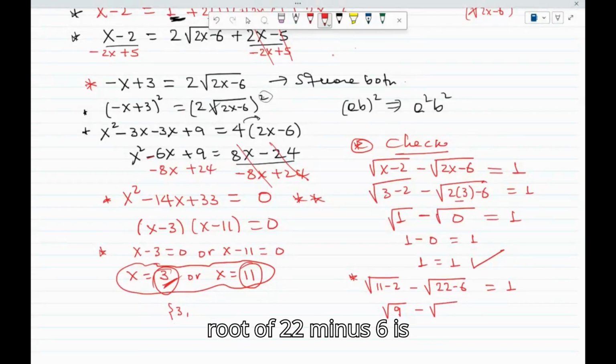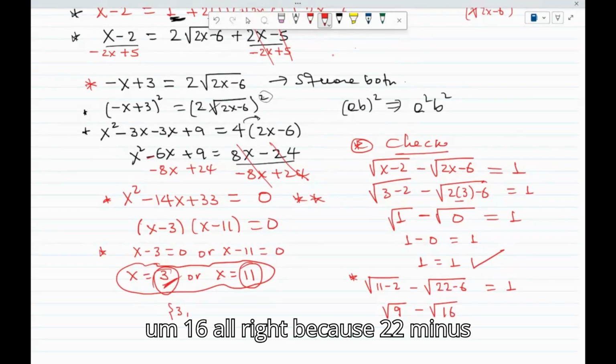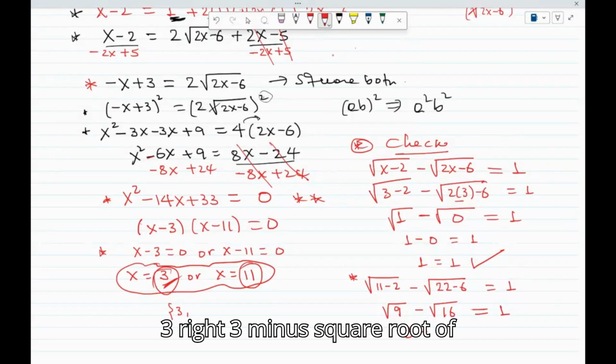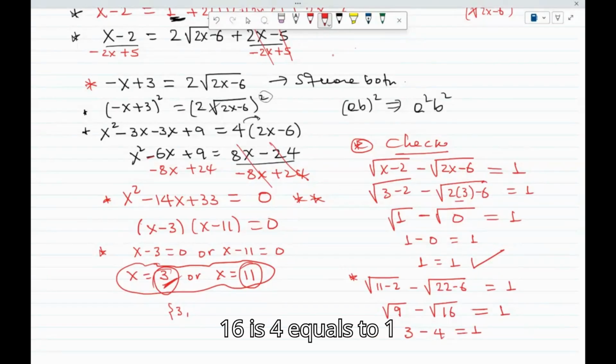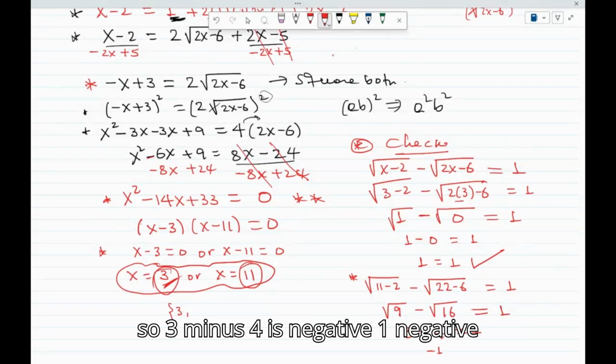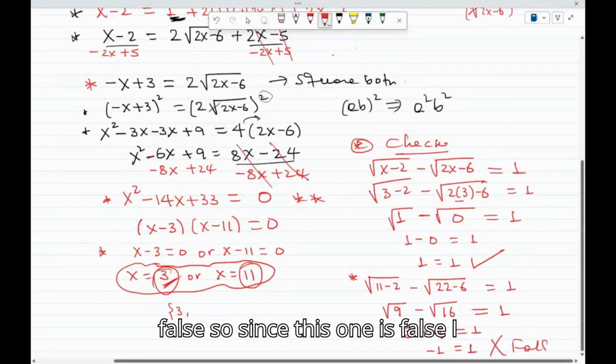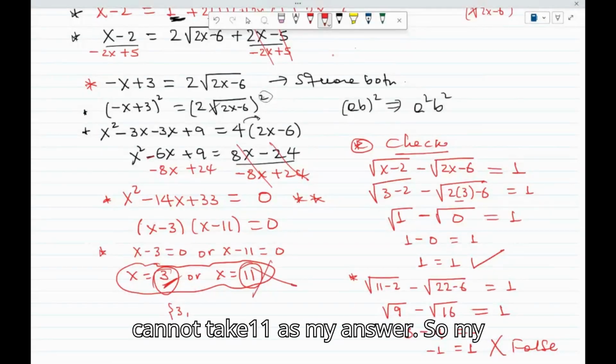Minus the square root of 22 minus 6, which is 16, because 22 minus 6 is 16, equal to 1. So the square root of 9 is 3, right? 3 minus the square root of 16, which is 4, equals 1. So 3 minus 4 is negative 1. Negative 1 is 1. This is false.